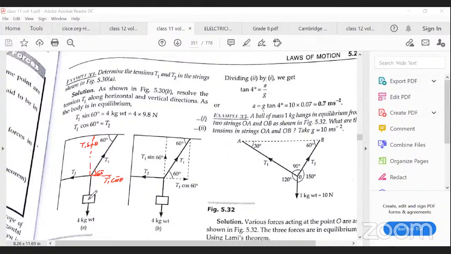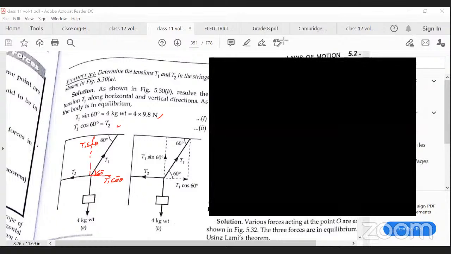T1 sin theta and the weight of the object are in opposite directions, so both are the same. So T1 sin theta is equal to 4 kg times g, and T2 is equal to T1 cos theta. These are the two relations. Now, in the two cases, I'm going to find tensions T1 and T2. First, tension T1 is equal to 4 into 9.8 divided by sin 60. Sin 60 is root 3 by 2, so it is 4 times 9.8 divided by root 3 by 2.